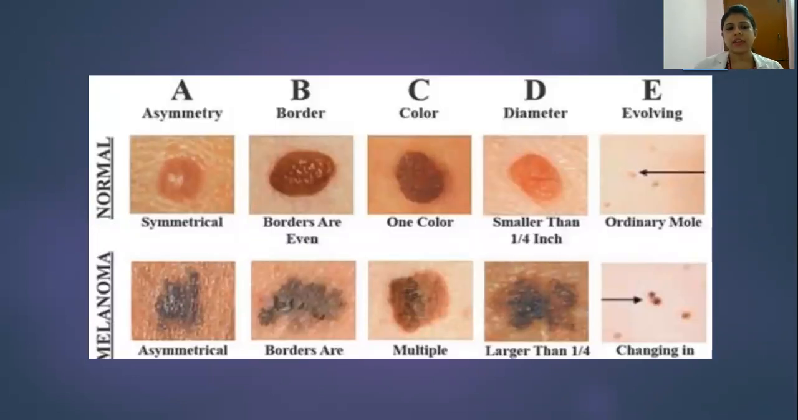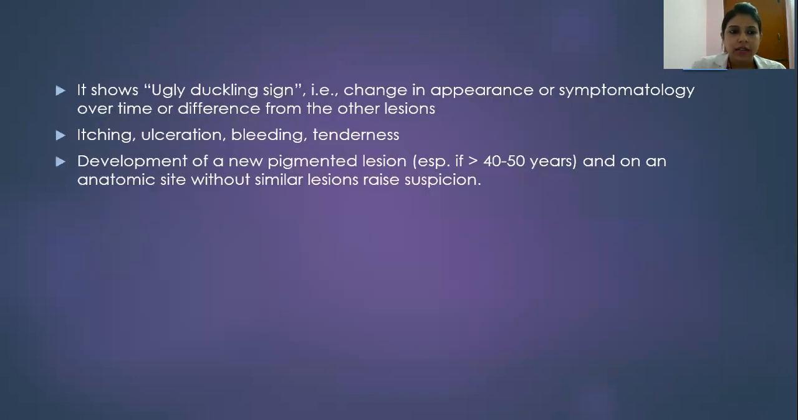So this is A, asymmetry. Normally there is symmetry of both halves of the lesion. In melanoma, there is asymmetry; both halves of the lesion are different from each other. Borders are normally even, but borders are irregular in melanoma. Color is normally the same throughout the surface of the lesion, but different colors are seen in melanoma. Diameter is normally less than 6 mm, but melanoma is more than 6 mm. And evolving: normally lesions remain the same, but in melanoma it will evolve, or change its surface appearance with time. That is the ABCDE checklist for melanoma.